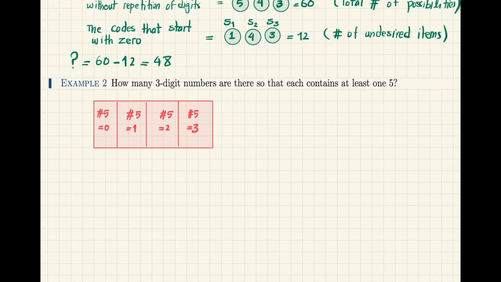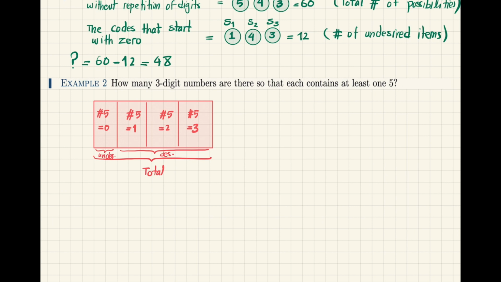So I would say that this is the total. This is the total, and this is the undesired one, and this is the desired part.